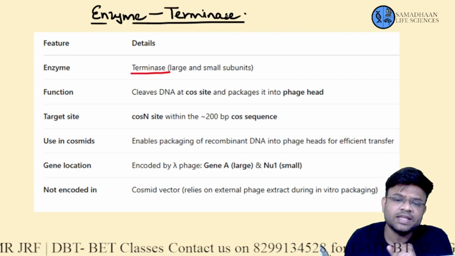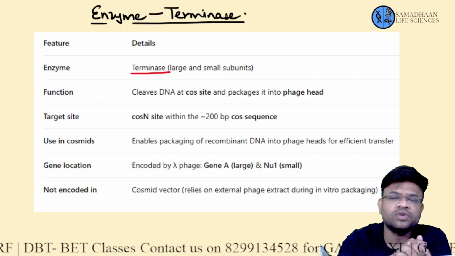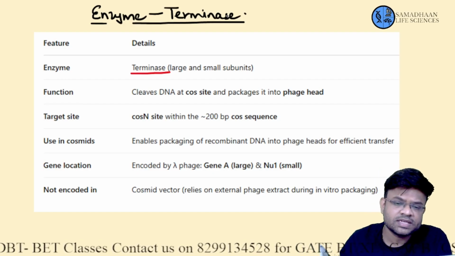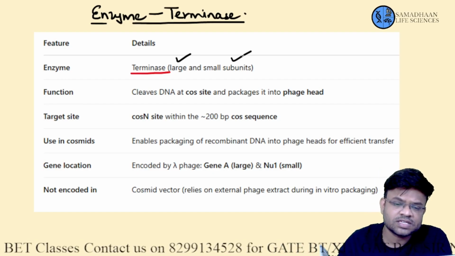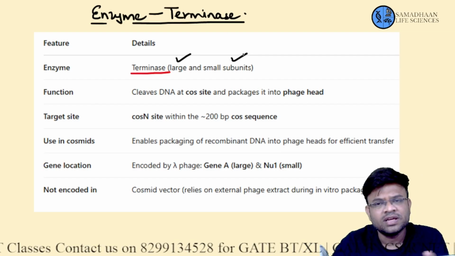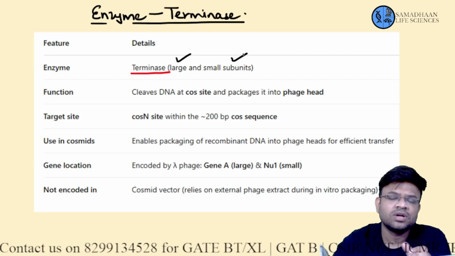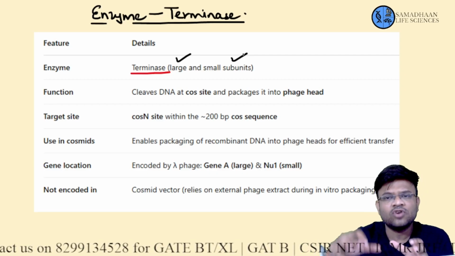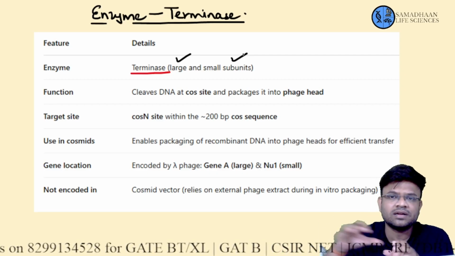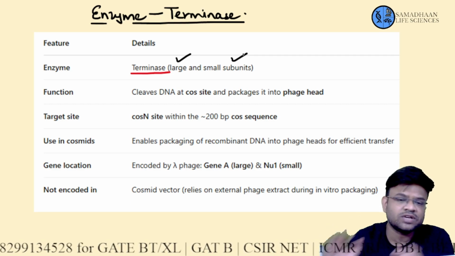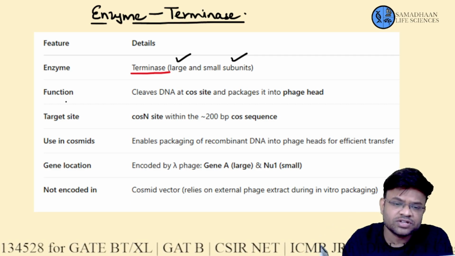Right. So enzyme terminase has two types of subunits. One is the larger subunit and one is the smaller subunit. However, we are not interested in going into the detail of the terminase enzyme. I just want you to quickly get an overview, a bird's eye view, of what terminase is and how it functions. So what is the function of terminase?